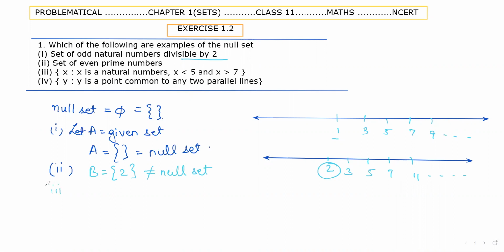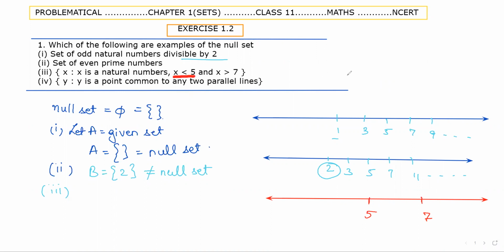3. X is a natural number. X is less than 5 and X is greater than 7. Again, let's draw the number line. On the number line, your X value has to be less than 5 and greater than 7. So the numbers 5 and 7 are represented here, 5 is over here, 7 is over here. Let's broaden the area where these two conditions stand.